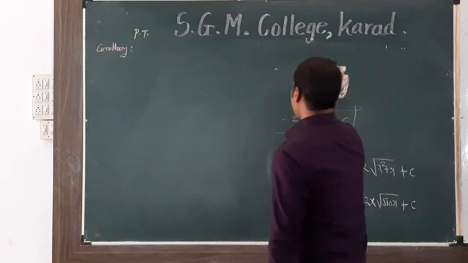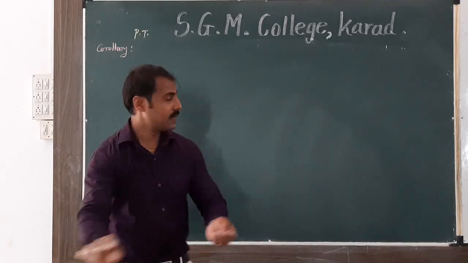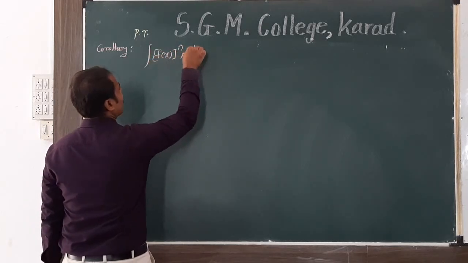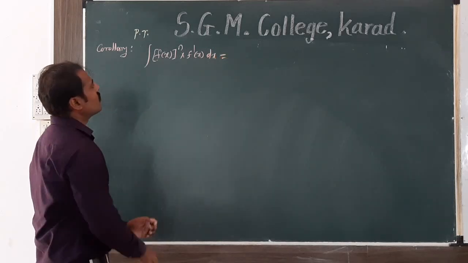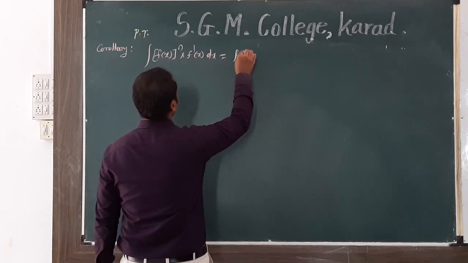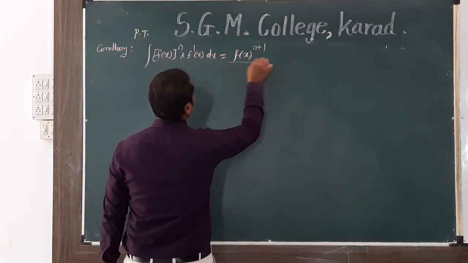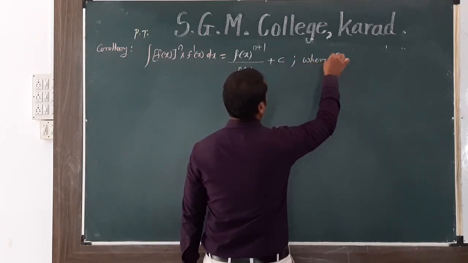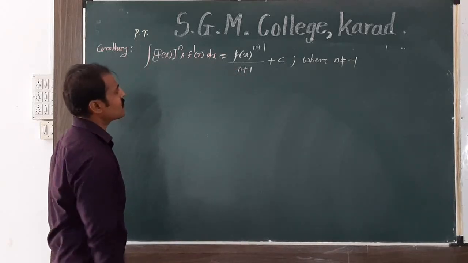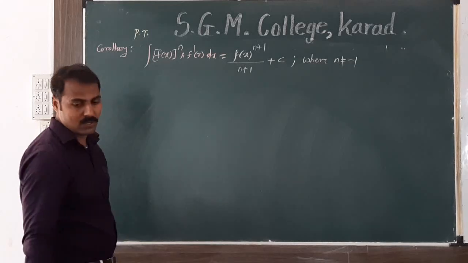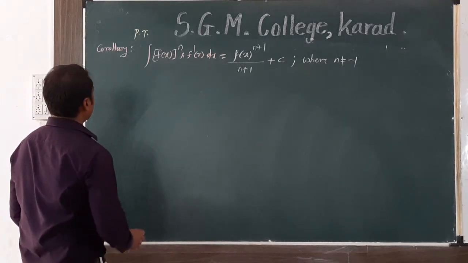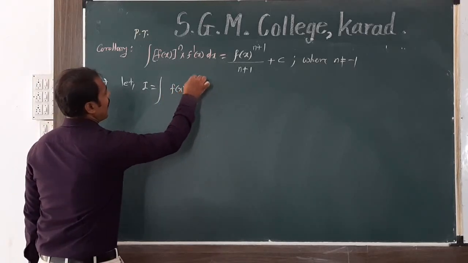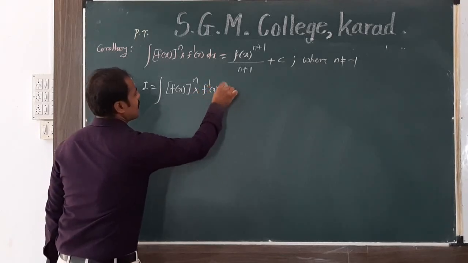Prove that integration of f of x bracket raised to n into f dash of x dx is equal to f of x raised to n plus 1 divided by n plus 1 plus constant of integration c, where n is not equal to minus 1. When n is equal to minus 1, minus 1 plus 1 gets cancelled, the denominator is 0. So it is not defined. Okay? So the proof of the above corollary is, first let I is equal to integration of f of x bracket raised to n into f dash of x dx.